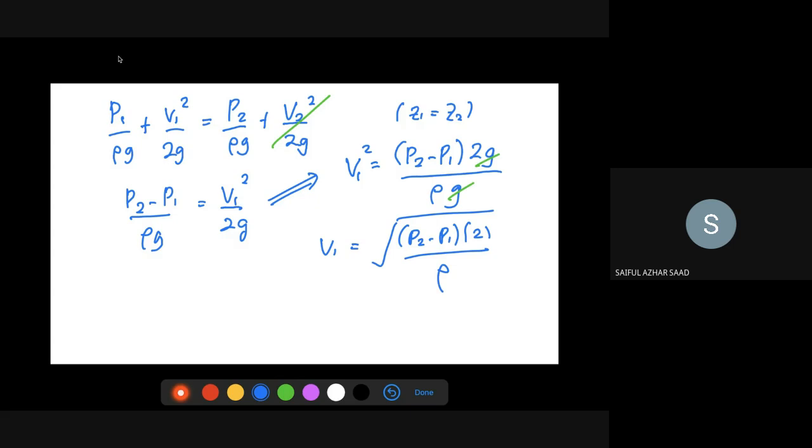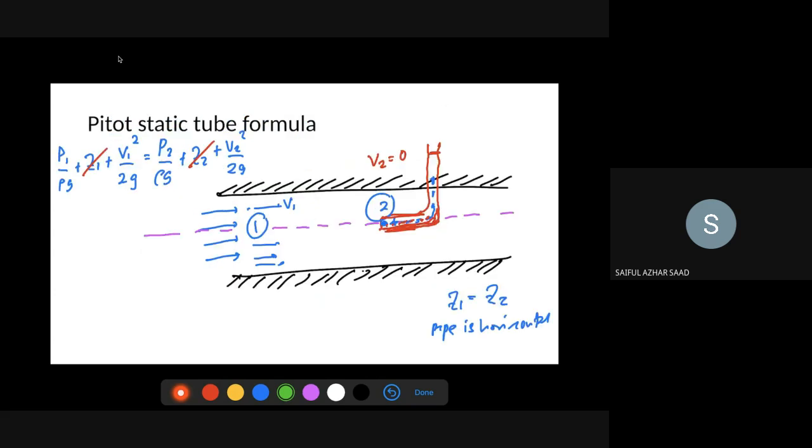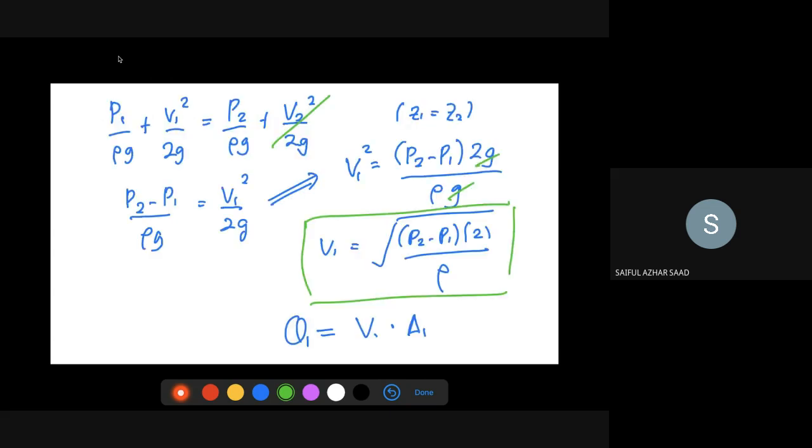Let's say I want to calculate Q, in this case Q1 equals V1 multiplied by A1. So this is the most important formula, because I need to calculate the velocity at point 1, which is the velocity at this point. And then how do I get P2 minus P1? Basically P2 minus P1 equals rho multiplied by G and then multiplied by H.